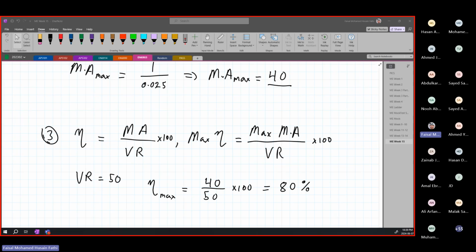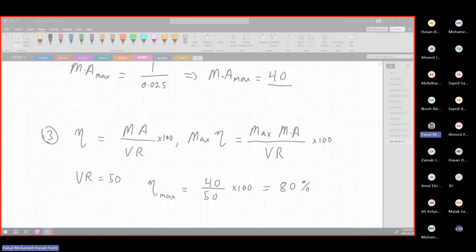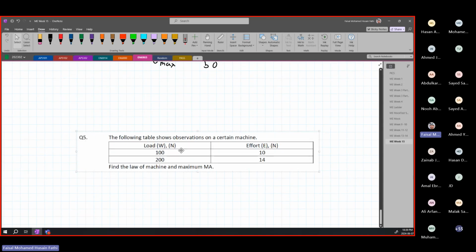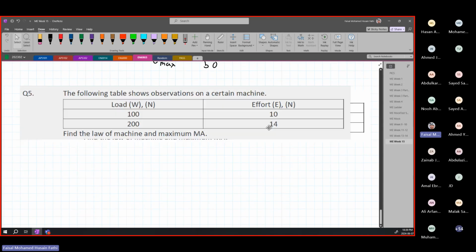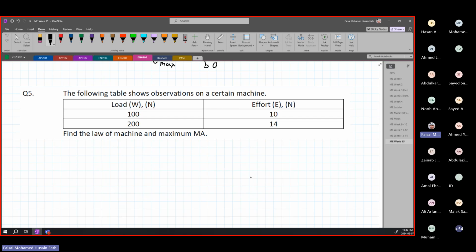In the next question, what they did is they gave you a table, which is exactly the same thing, and they requested you to find the exact same value again. So I'm just going to go very quickly through it. Here they say the following table shows observations on a certain machine. Make sure both of them are newtons in this case, meaning the values' units are correct. So your load W1 is equal to 100 and W2 is equal to 200. E1 is equal to 10 and E2 is equal to 14. And then you solve exactly like we have solved earlier, the exact same way.